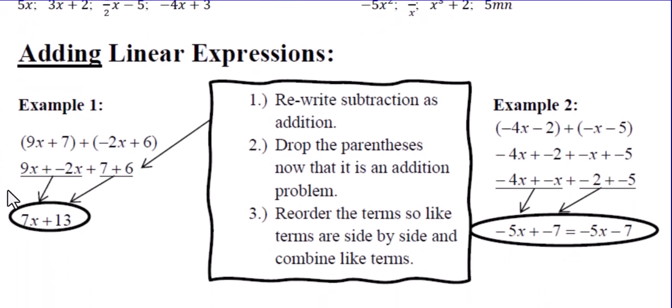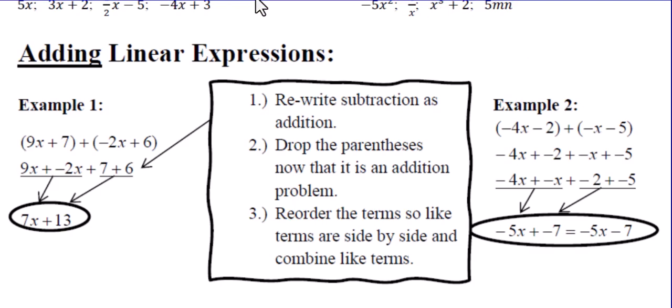So when we're adding linear expressions, this is actually really quite easy because if we have, for example, 9x plus 7 being added to the linear expression negative 2x plus 6, really all we're doing is something we've done before. We're able to drop off the parentheses once everything is addition, and we'll see in example 2, we will rewrite subtraction as addition in the problem. But once everything is addition, we're allowed to just drop the parentheses and move the terms around however we want. So that involves us moving the like terms side by side.